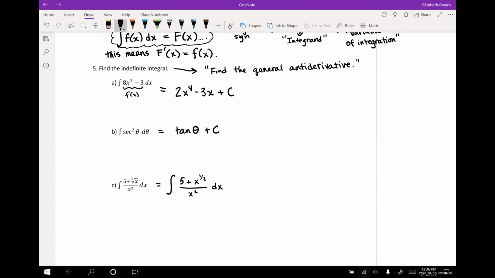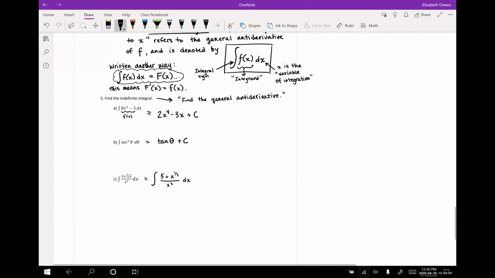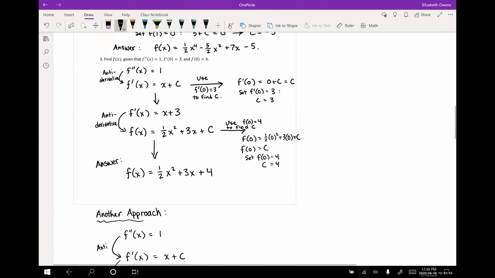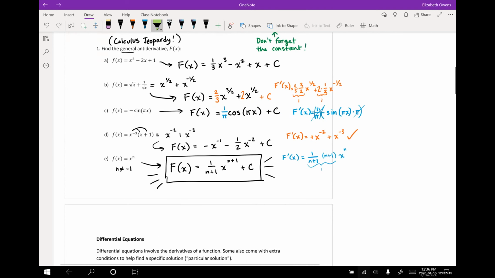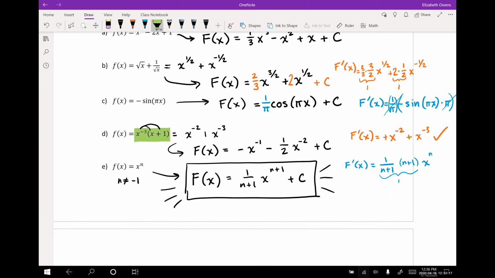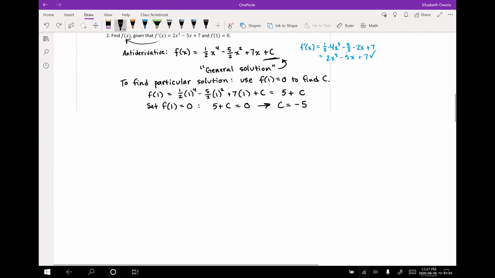I don't know if we've done anything particularly like this recently. Did we have a general antiderivative one like this? Oh no, we didn't have one exactly like this, but we had a similar idea. Like this one right here, we couldn't just take the antiderivative of each part and multiply them together. You also can't just take the antiderivative of each part and divide them. So we're going to have to simplify algebraically on this expression. Okay, so let's go do that.